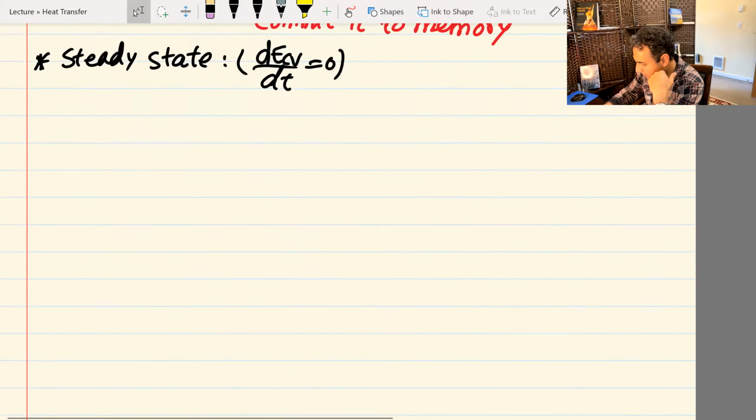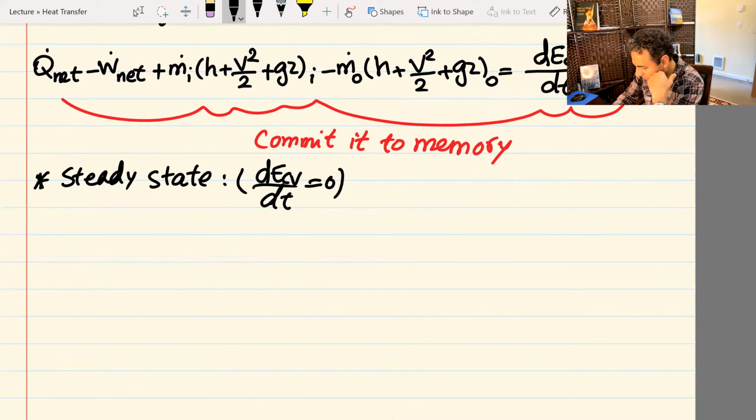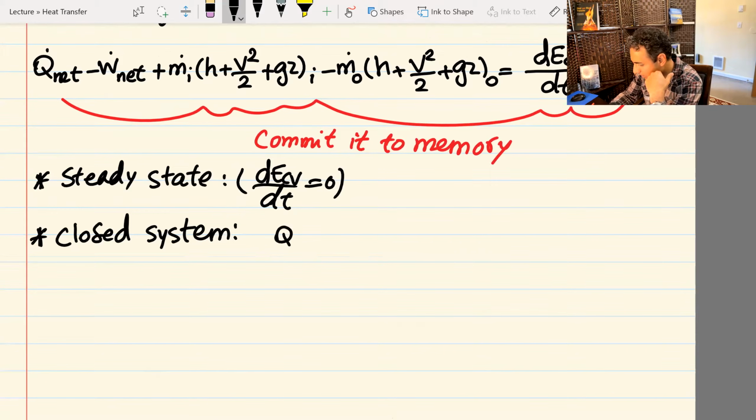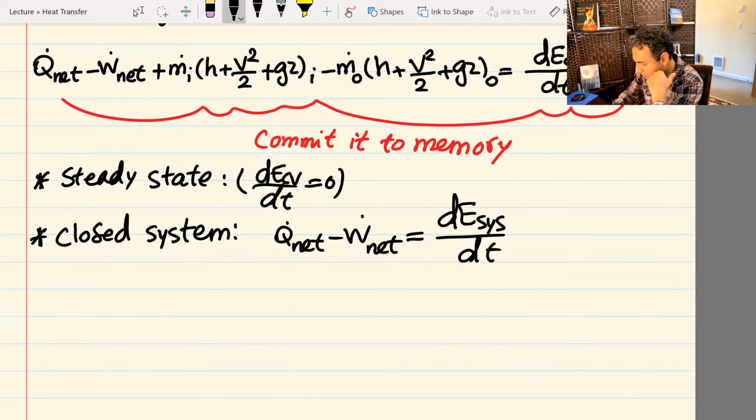Next case, closed system. Closed system says Q dot net minus W dot net equals dE system over dt. And again, this is watts. Closed unsteady.